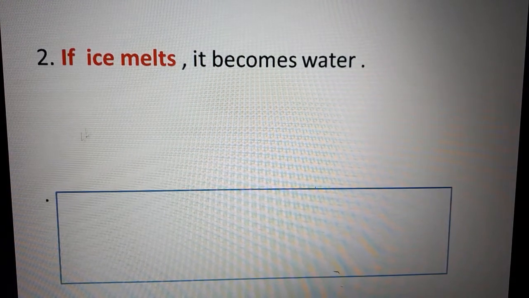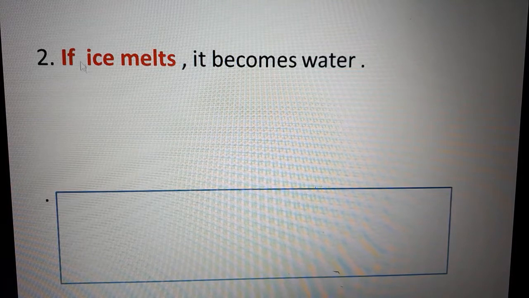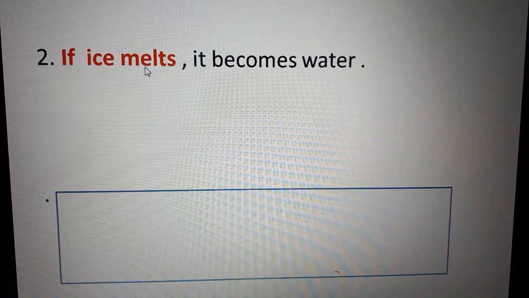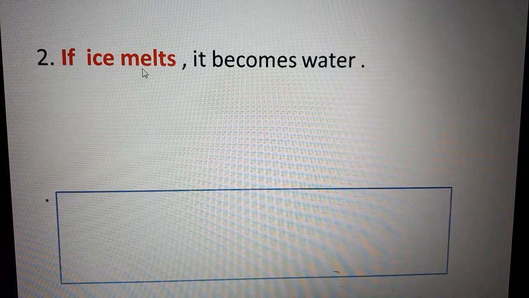Sentence number 2. If ice melts, it becomes water. Do you know what ice means? Now ice means جليد. Melts, to become liquid. If you put the ice into the heat or under the sun, it melts. يذوب. Okay. طيب, after this, what happened to the ice? It becomes water. If the ice melts, it becomes water. That's right. إذا الجليد ذاب يصبح ماء. This is a fact. That's right.